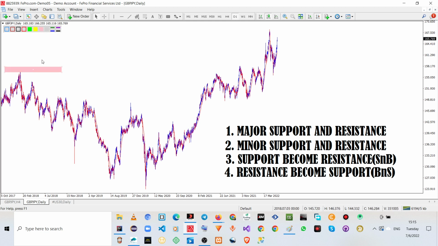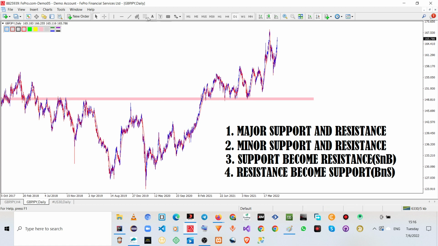Then I'm going to look for common areas of reaction. I've seen that this area is a common area of reaction. It has many touches on it. So you can see that this is a common area of reaction.